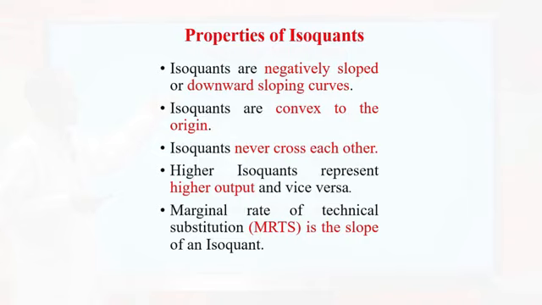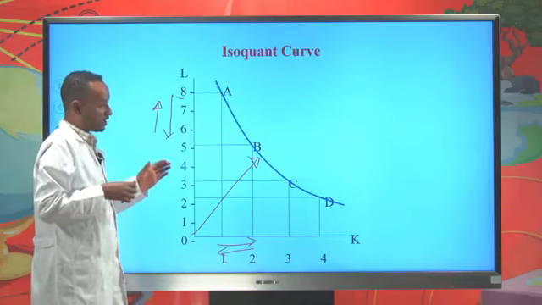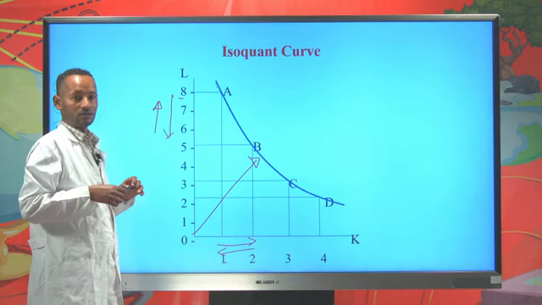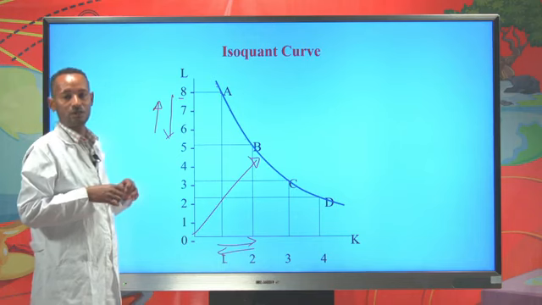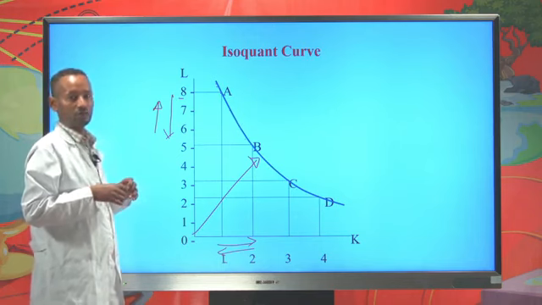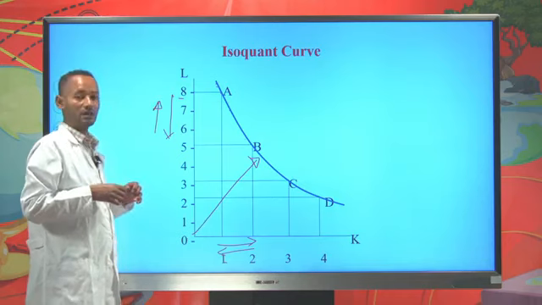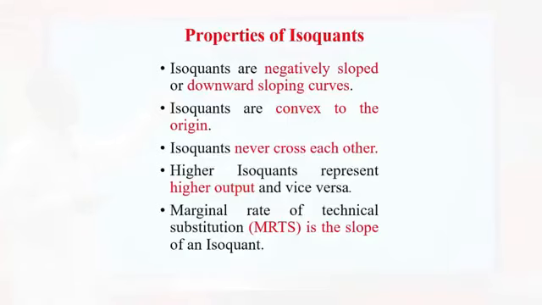Another property of isoquants: isoquants are convex to the origin. This is the origin. When we see from the origin, isoquants are convex to the origin. Isoquants are convex to the origin due to the principle of diminishing marginal returns. The principle states that the rate by which one variable input is substituted for another on the same isoquant tends to diminish or decline. So due to the diminishing marginal rate of technical substitution, isoquants are convex to the origin.